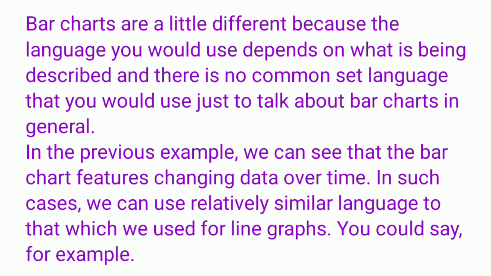In the previous example about the divorce rate bar graph, you have seen that we were given data that was changing according to the years. In such cases the language used can be similar to that used for line graphs. So in this case we can write that the divorce rates increased, or there was a rise in the divorce rates, so it is okay.